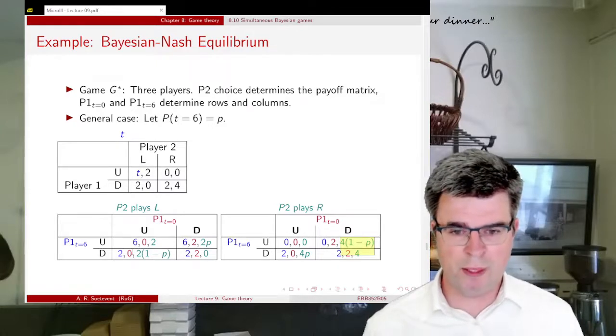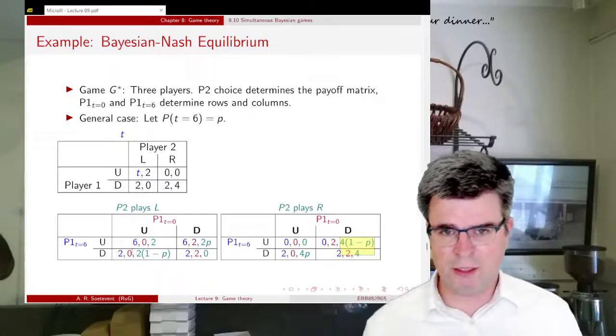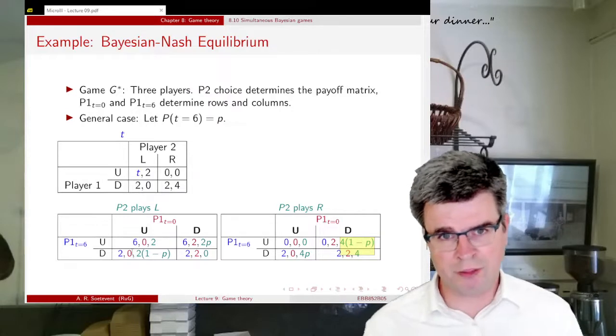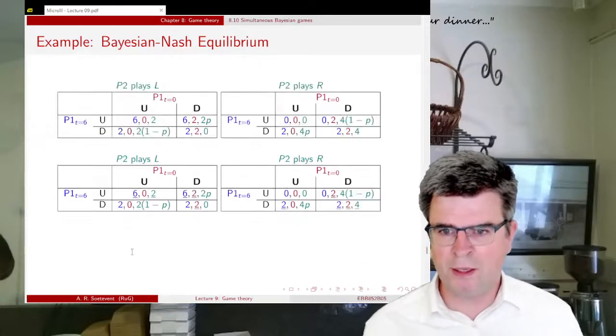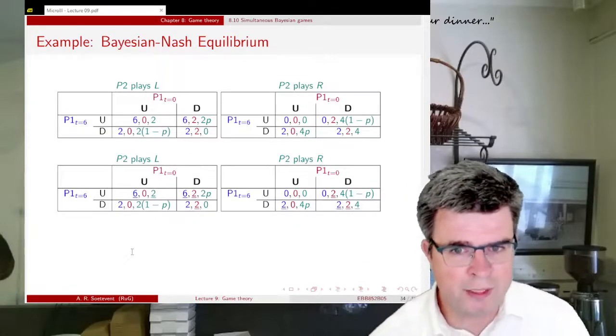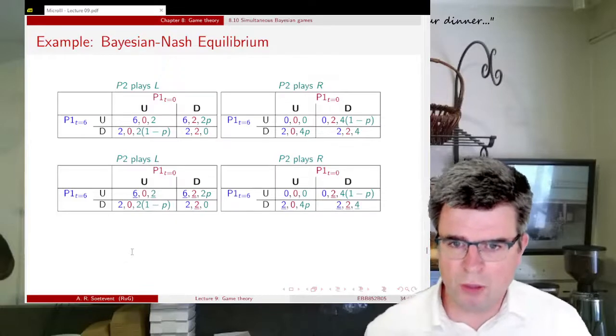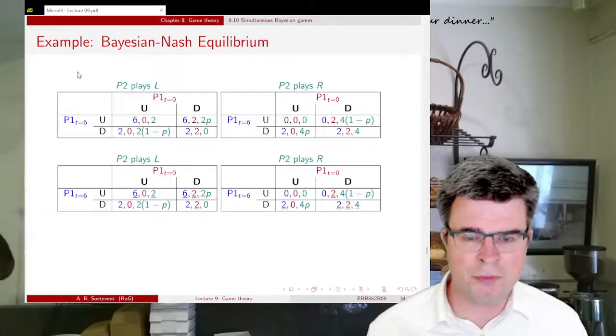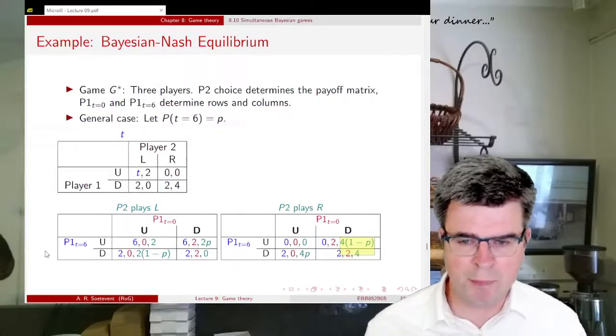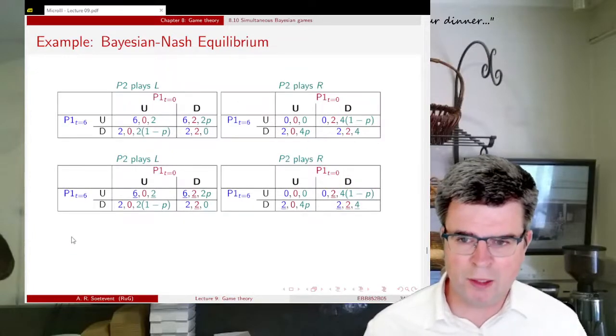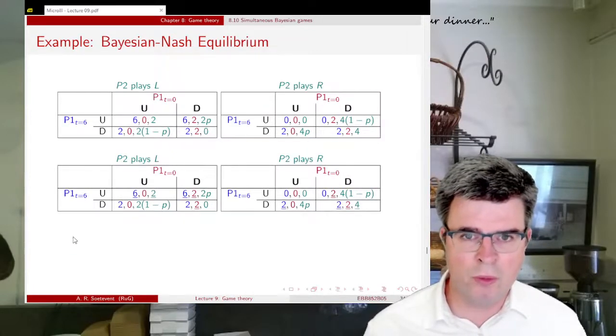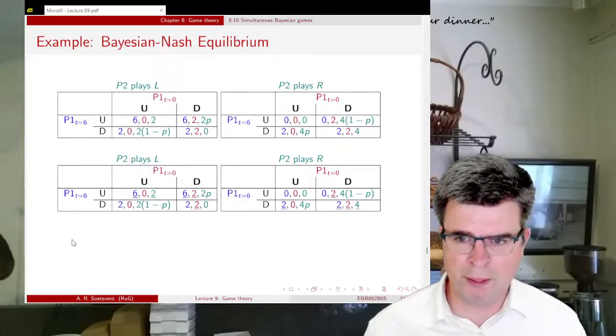So now we have the payoffs of the 3 players as entries in the payoff matrix, and we can solve for the Bayesian-Nash equilibrium. So at the top I just repeat what's at the bottom here, and then we go to solve the best response of each of the 3 players.